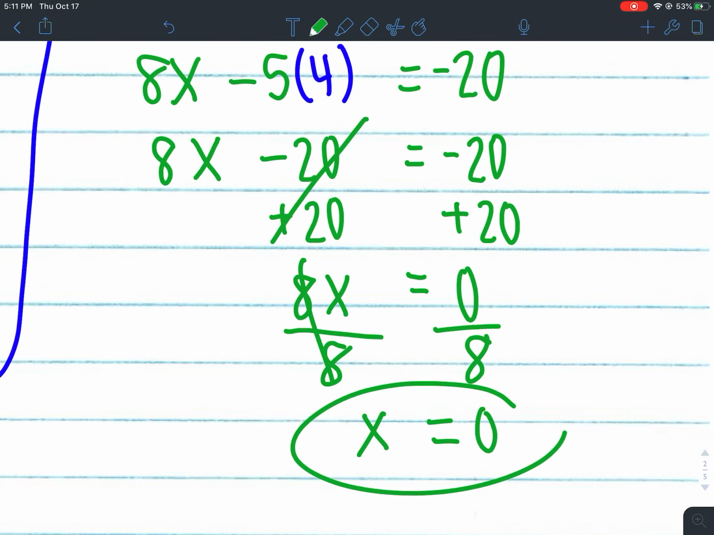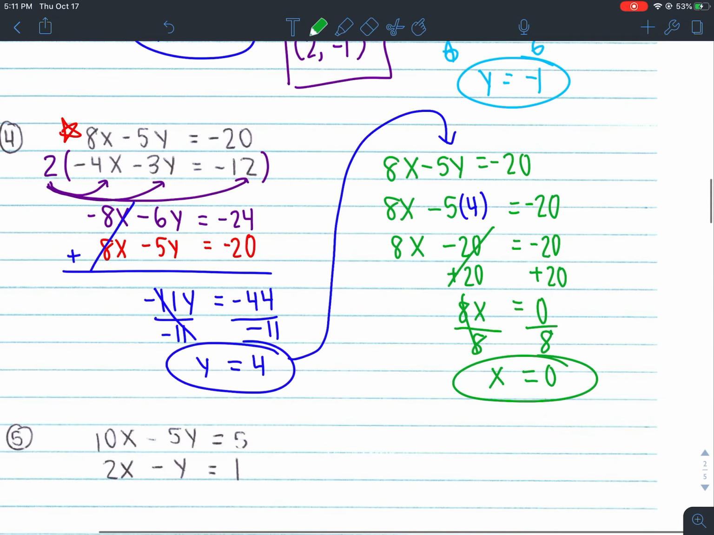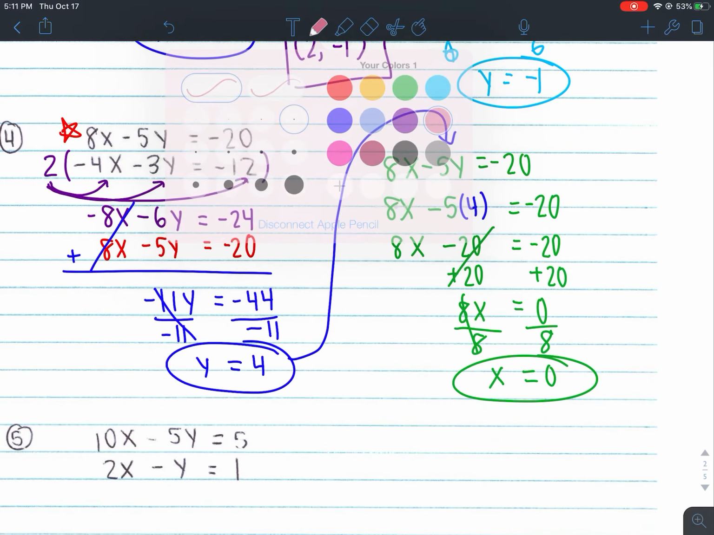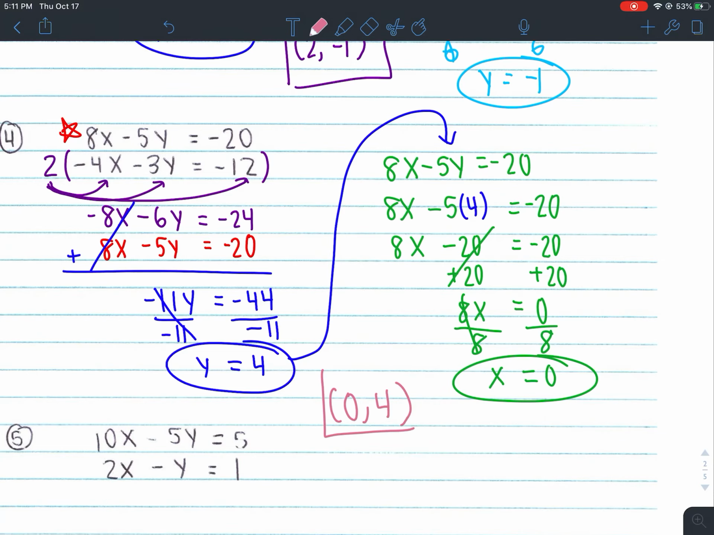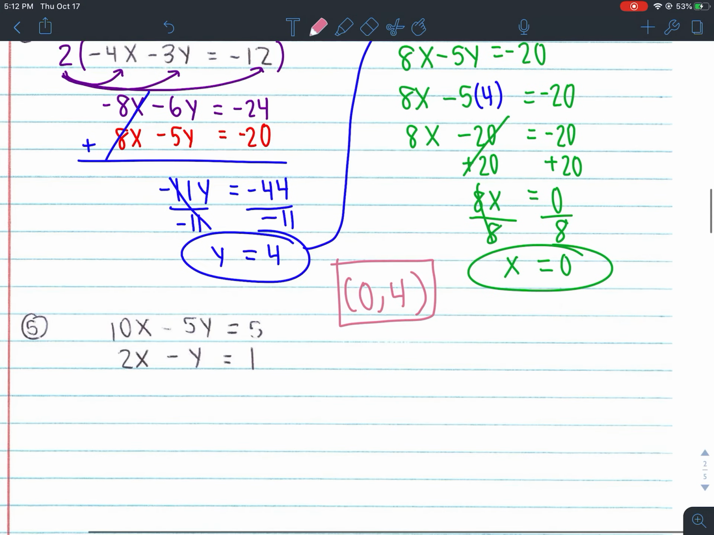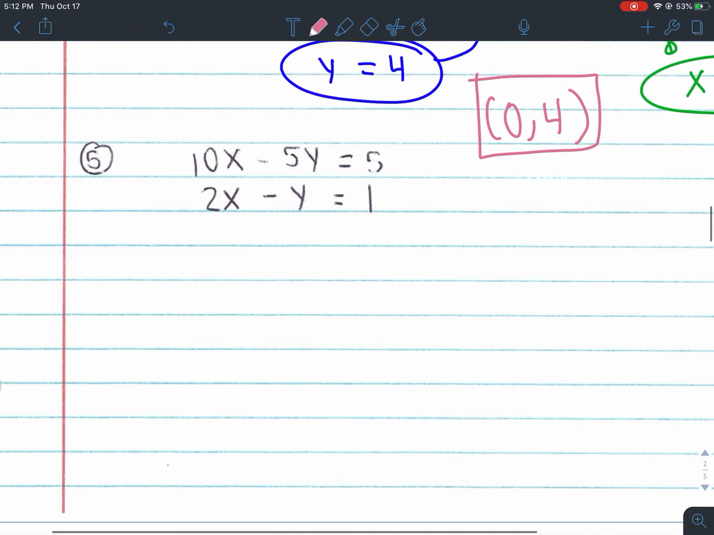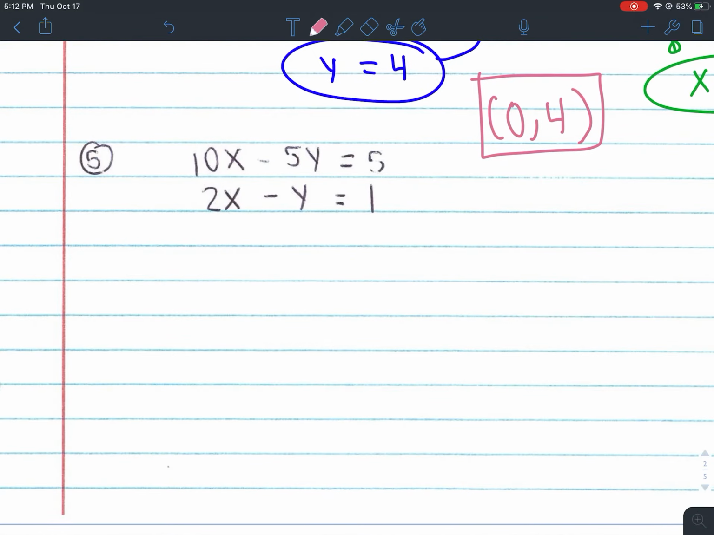Make sure that if you do not know that, you are using a calculator to help you. So you have x equals 0. So my solution is (0, 4). That's where they intersect. All right, number 5.